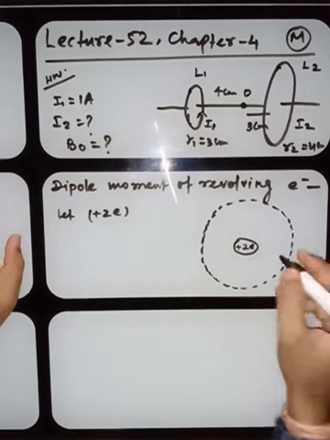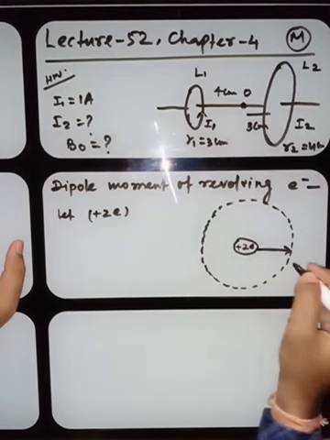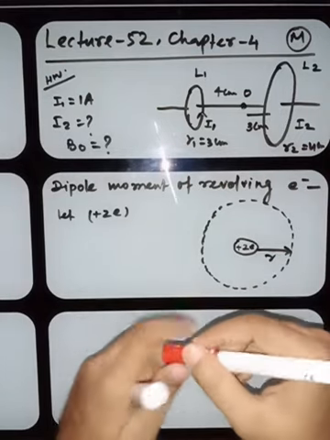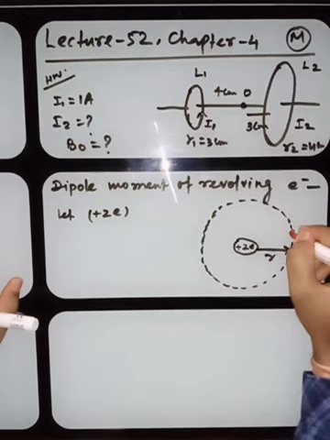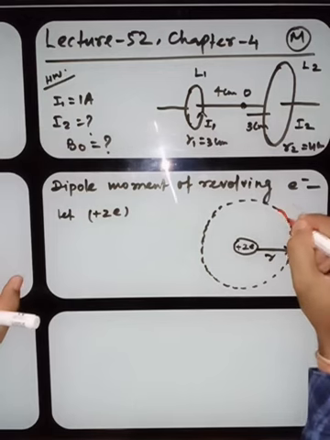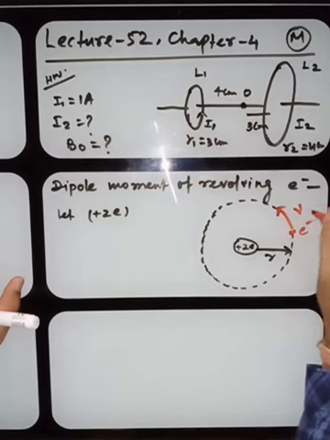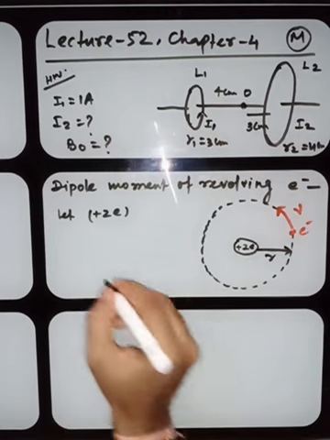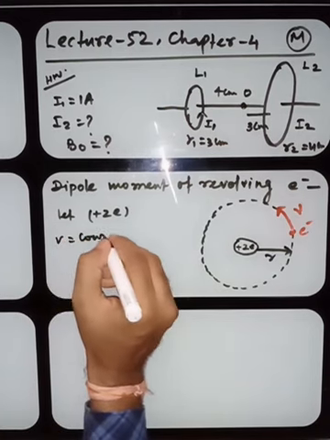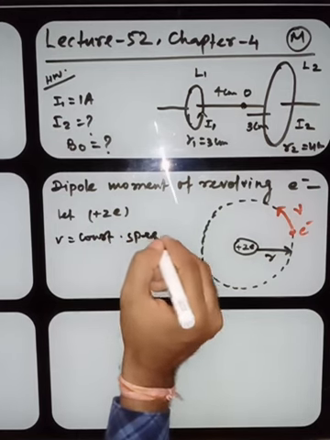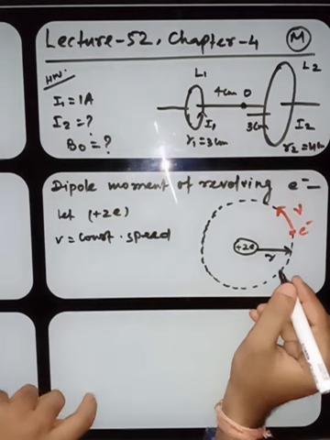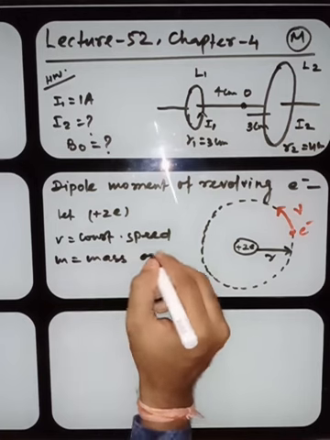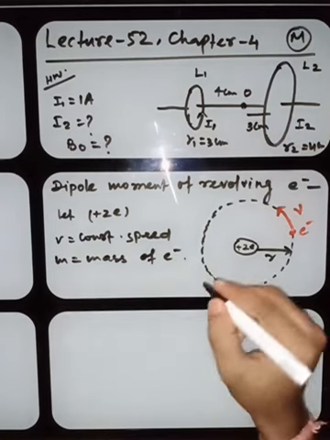In 3 marks, actually, this derivation used to be asked in board examination. Suppose the radius is R, and an electron is revolving around this nucleus. Suppose this is the electron, and it is revolving with the constant speed V. What is this V actually? This is the constant speed. So we'll write here V is constant speed. Here R is the radius, and suppose M is the mass of the electron.